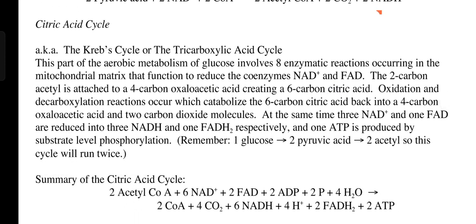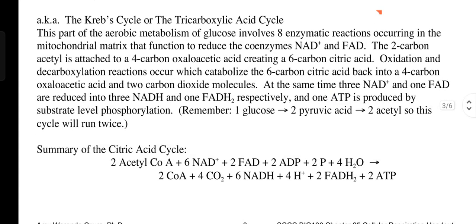Citric acid cycle, also known as the Krebs cycle or the tricarboxylic acid cycle. This part of the aerobic metabolism of glucose involves 8 enzymatic reactions occurring in the mitochondrial matrix that function to reduce the coenzymes NAD positive and FAD. The 2 carbon acetyl is attached to a 4 carbon oxaloacetic acid, creating a 6 carbon citric acid.